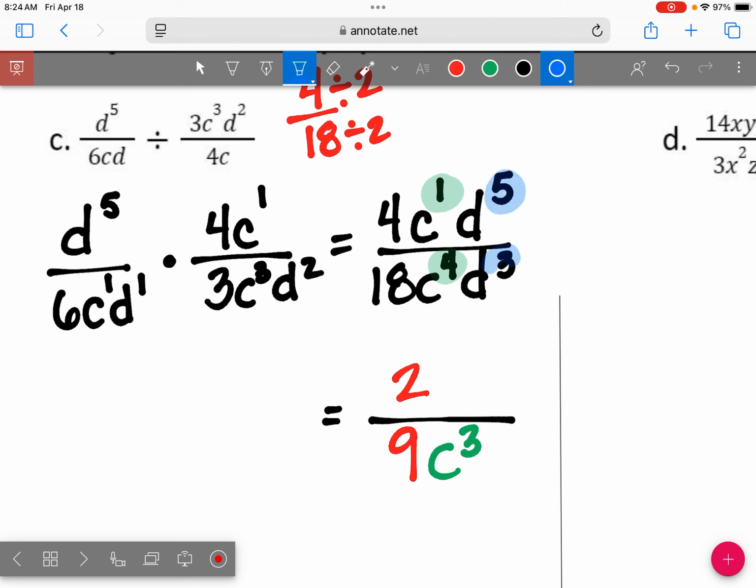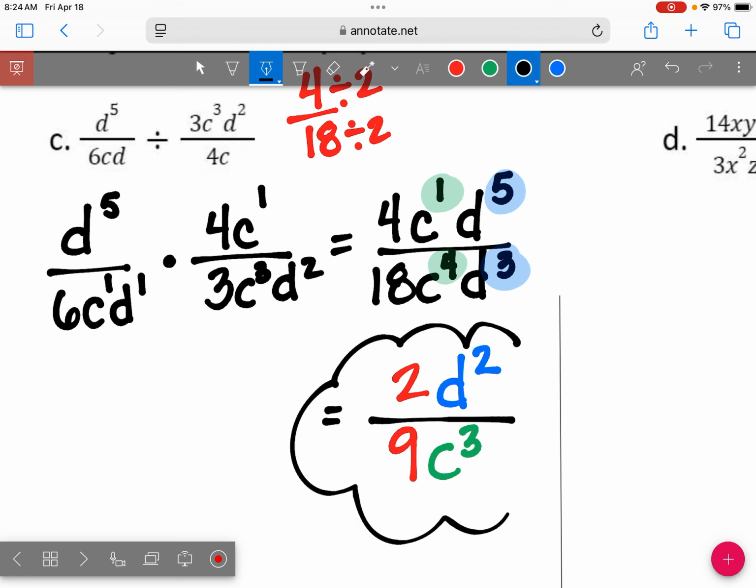So we got 5 minus 3. 5 minus 3 is 2. And I'm going to put those 2 in the top because that's where I had more to begin with. And this would be my final answer.